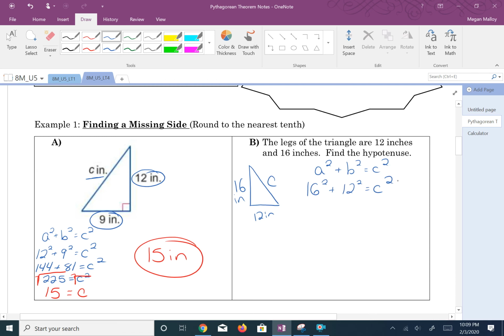So 16 squared plus 12 squared equals c squared. So 16 squared is equal to 256 plus 12 squared, we already did that in our previous problem, 144 equals c squared. If we add 256 plus 144, that equals 400. So our hypotenuse squared is equal to 400. And again, I need to figure out what the value of the hypotenuse is without being squared. So I'm going to do my inverse operation, which is taking the square root. And the square root of 400 is equal to 20.